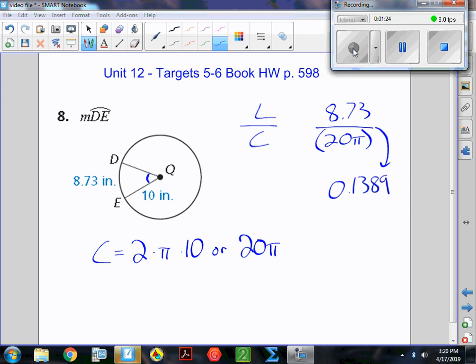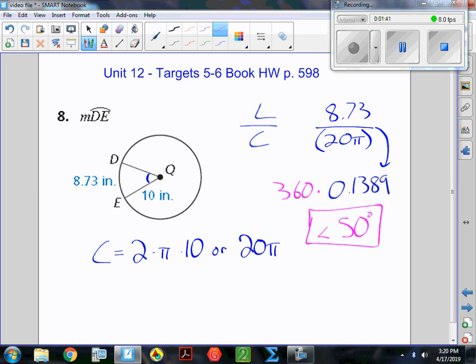So if I know there's 360 degrees total, take 360 degrees times that percentage, and it tells me my angle is 50.02, so we're going to say 50 degrees rounded. So the angle measures 50 degrees. That means the measure of the arc DE is also 50 degrees.